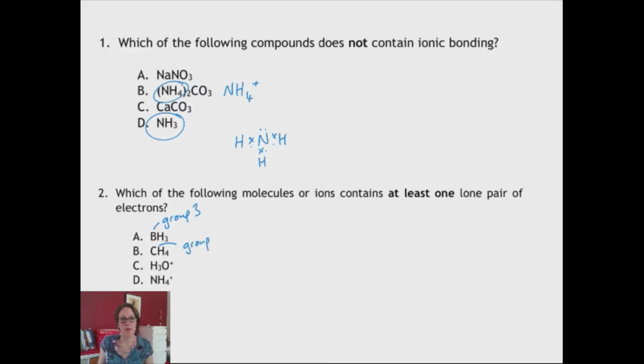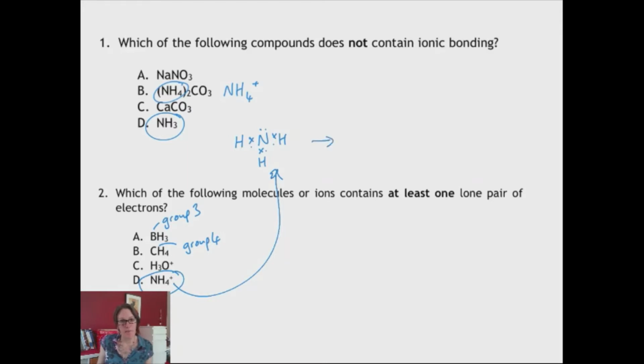Number 2, when we're looking at lone pairs of electrons, I'm going to look at the group that the atom is in and then look at how many bonds it's making. Because if we look at A, boron is in group 3 and it's making 3 bonds, 1 to each hydrogen. So there'll be no lone pairs left because it's sharing all 3 of its electrons. With methane, carbon's in group 4, it's making 4 bonds. So I'm left with looking at C and D.